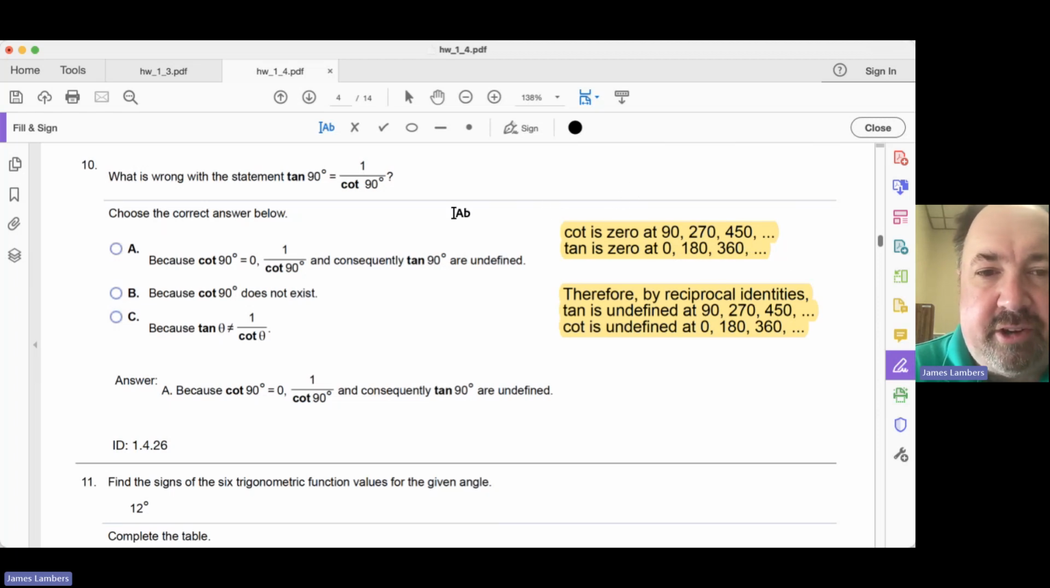So because cotangent is equal to 0, that tells us that tangent is undefined at 90 degrees. So if you consider where cotangent is equal to 0, these angles, tangent is undefined at those angles. Similarly, tangent is equal to 0 at these angles, 0, 180, 360. So cotangent is undefined at those same angles. So it's important to be aware of at which angles cotangent or tangent are equal to 0, and therefore the other function is undefined there.